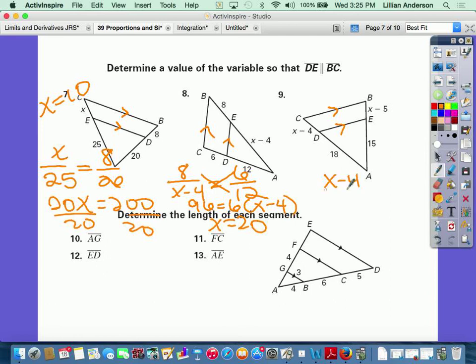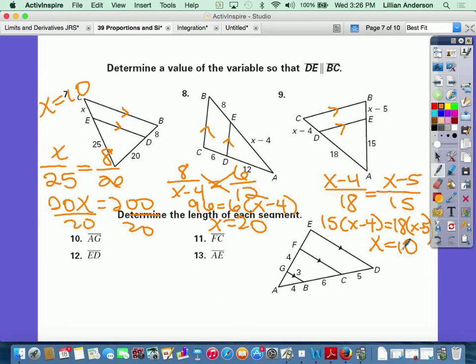Similar thing, x minus 4 over 18 equals x minus 5 over 15. When I cross multiply, again, I have to be careful that I distribute the 15 to the x minus 4 and the 18 to the x minus 5. Distribute, add and subtract and divide where you need to, and x should equal 10. If at any point in time you need to pause this video, go ahead and do so.